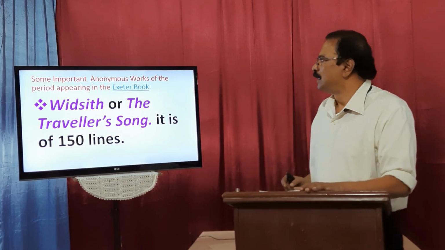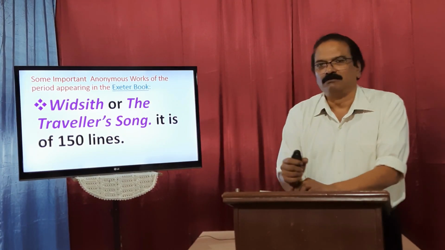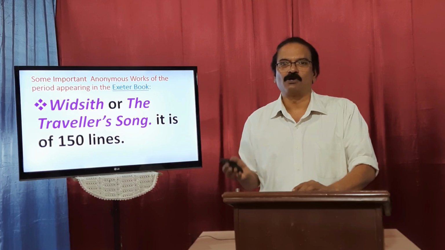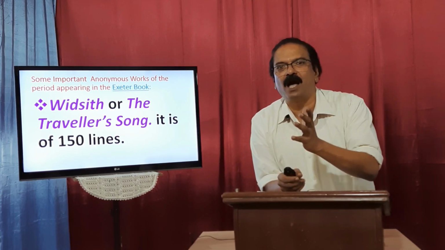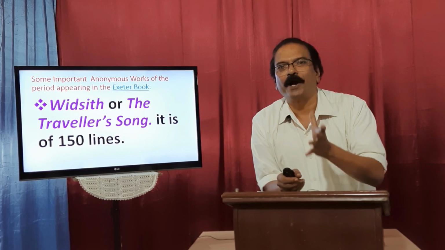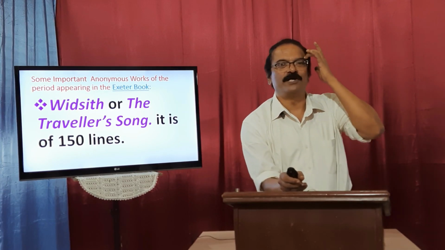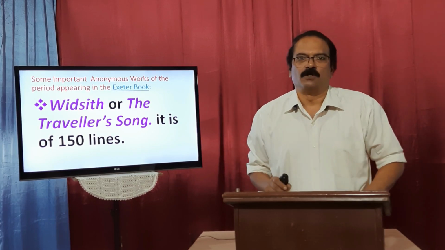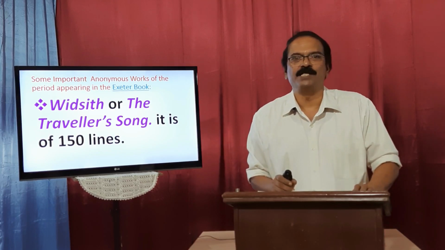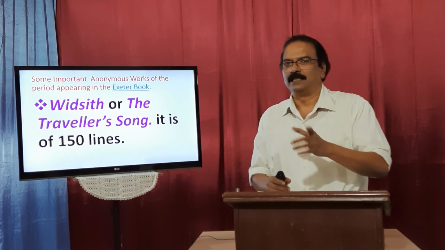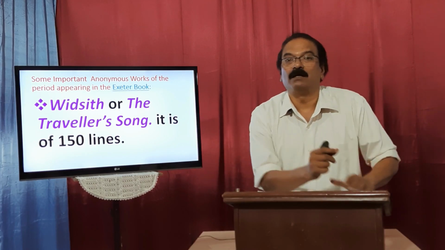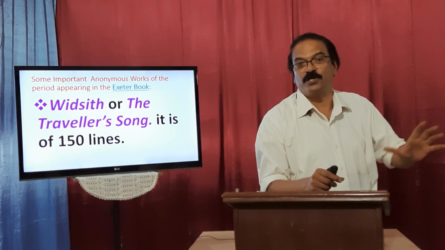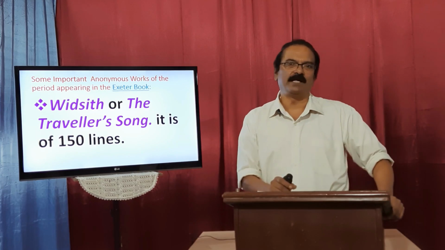names of these poems. Widsith or the Traveller's Song. It is of 150 lines, which is also known as the Traveller's Song. Now, sometimes a question may be asked, which is the oldest poem in Old English? Some scholars say it is Widsith, some say it is Caedmon's Hymn. There is no consensus. So, no question setter will ask such questions and give both the options. No. If Widsith and Caedmon's Hymn are given as options or are there among the choices, then I think the question setter would have to be flogged.